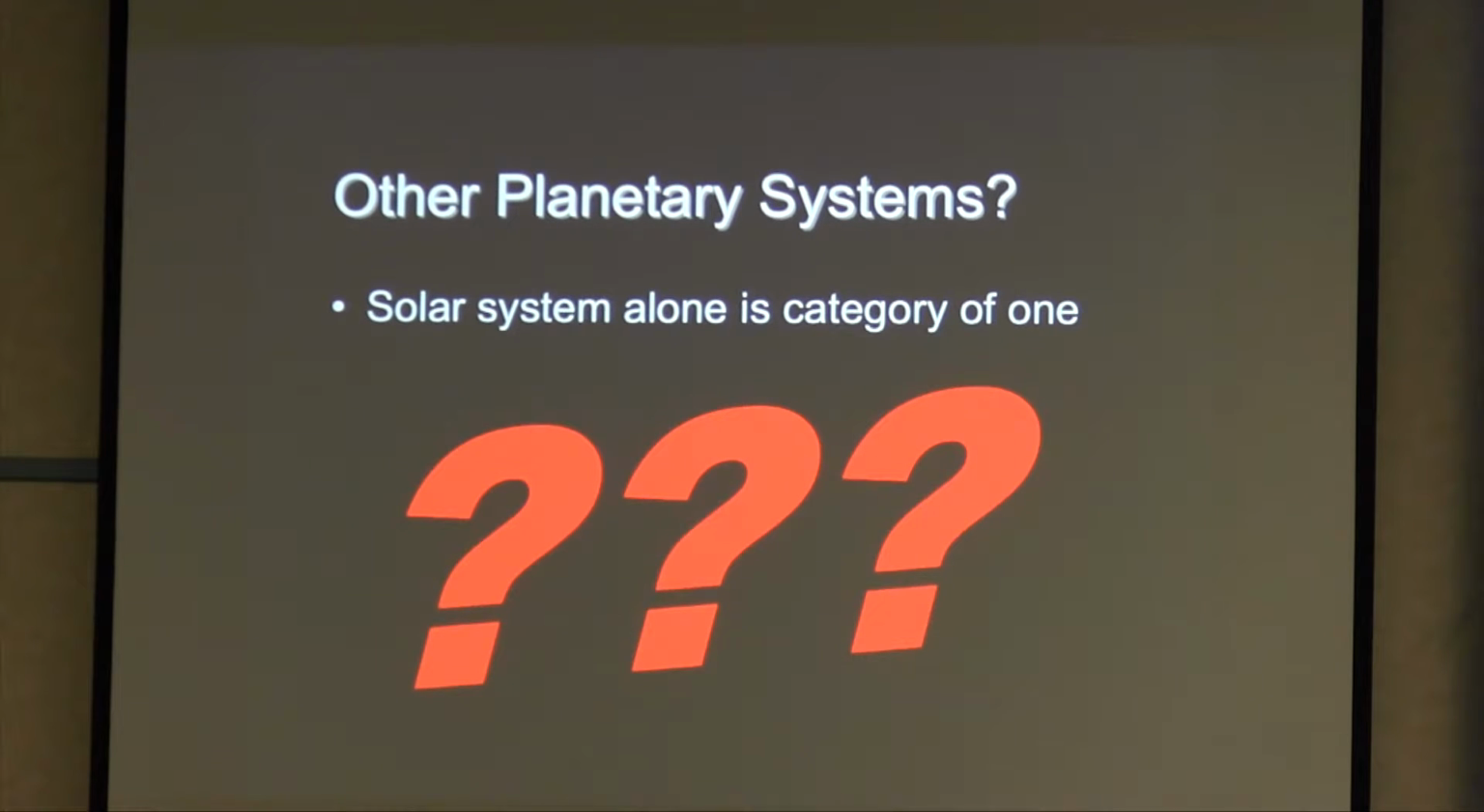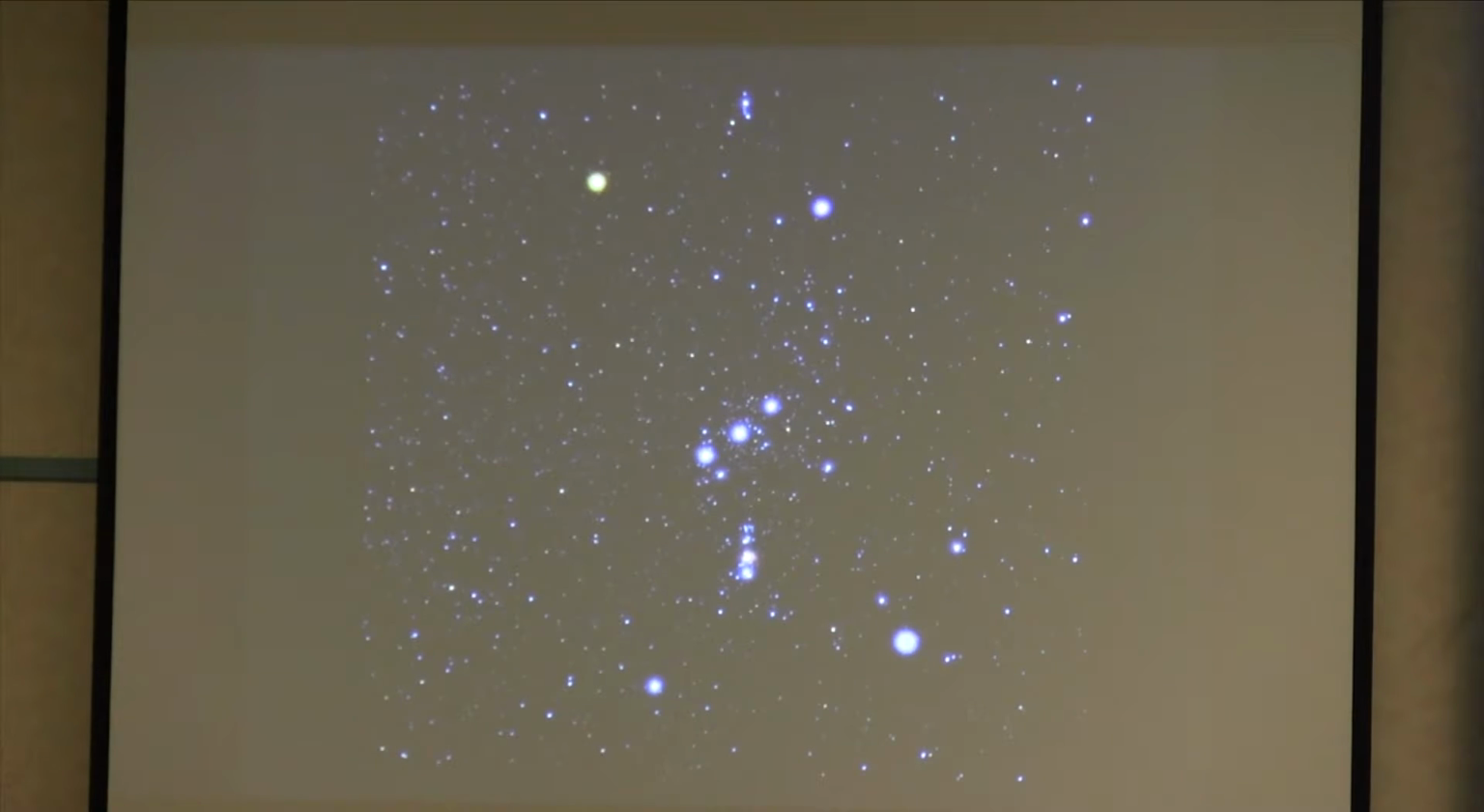Are we ever happy when we have a category that has one object in it in science? Well, we've never had any other solar systems to study, so we couldn't help ourselves. Now we do. And so this is what this talk is about. How do we then generalize our ideas about our solar system to other solar systems?